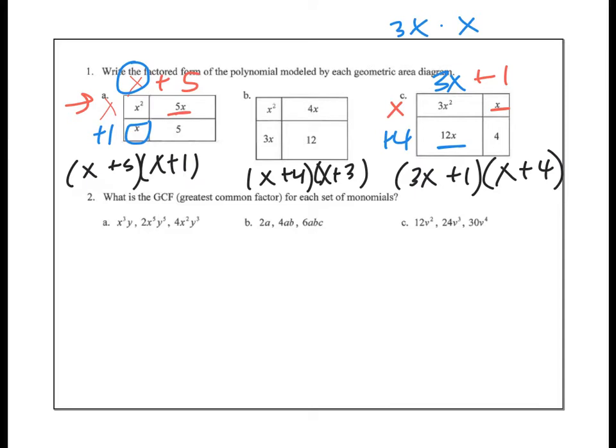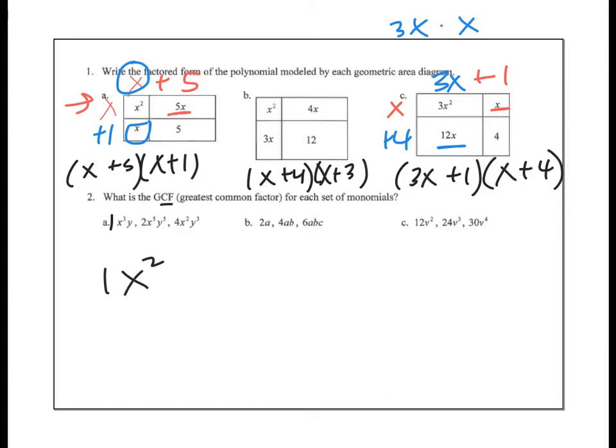So in A, that x cubed y, well, there's really just a 1 in front there. The next monomial is 2x to the 5th y to the 5th. So the number there is a 2, and then 4x squared y cubed. Biggest number they all share is a 1. And then I have an x cubed, an x to the 5th, and an x squared. I have to go with the smallest number of x's, which is an x squared.